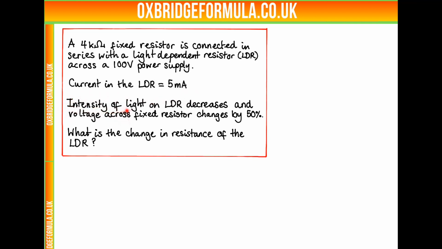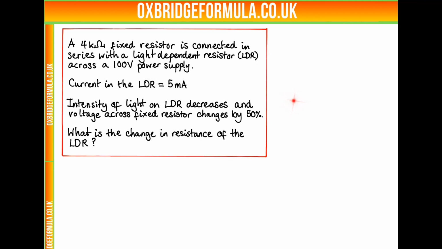Then the intensity of light on the LDR decreases and voltage across the fixed resistor changes by 50%. What is the change in resistance of the LDR? So we want to calculate the change in resistance of the LDR, and we're given its current, given the voltage supply, and then the value of the resistance of the fixed resistor.